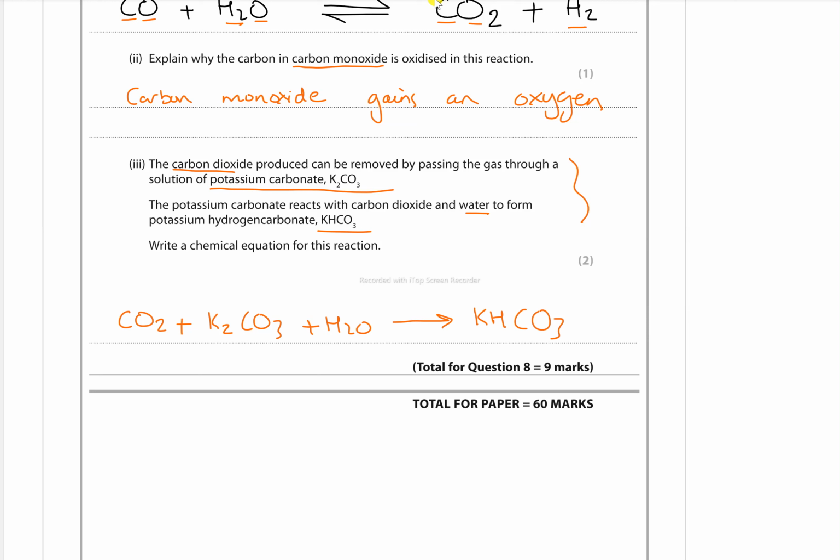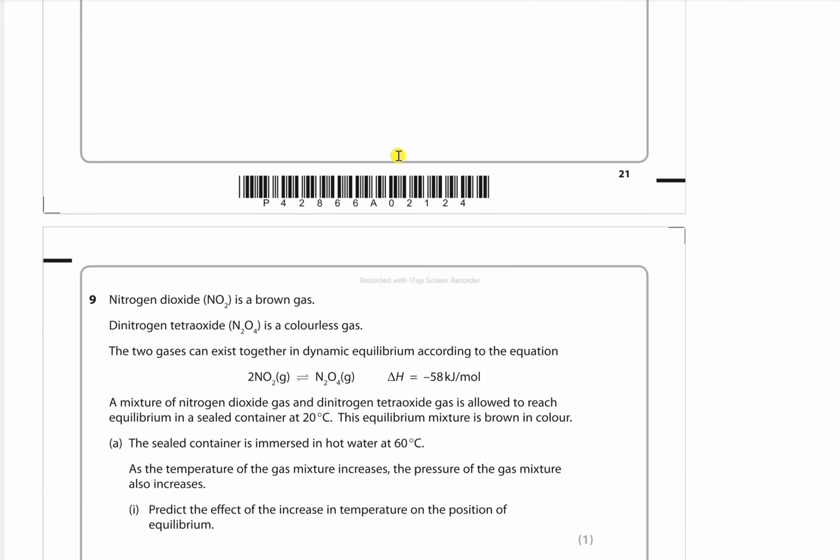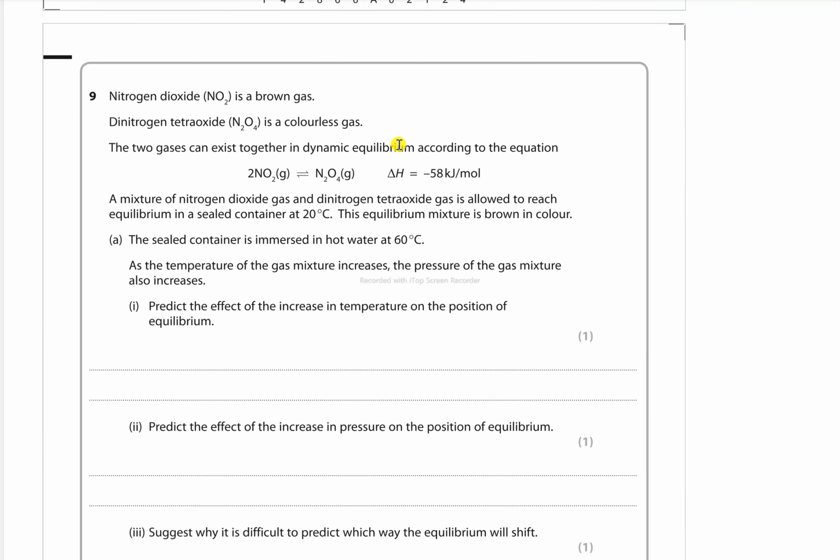So 1 carbon, 2 carbons, 1 carbon, so we put 2 there. We've got 2 potassiums, we've got 2 potassiums. We've got 6 oxygens, and we've got 2 times 3 oxygens. And we've got 2 hydrogens, and we've got 2 hydrogens. So it balances. That balances. Right, okay. We'll call it quits there on this one.